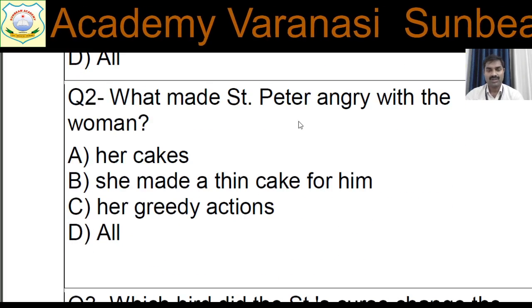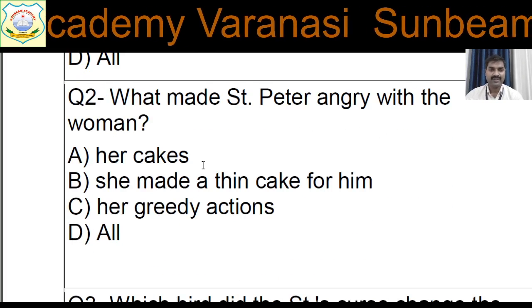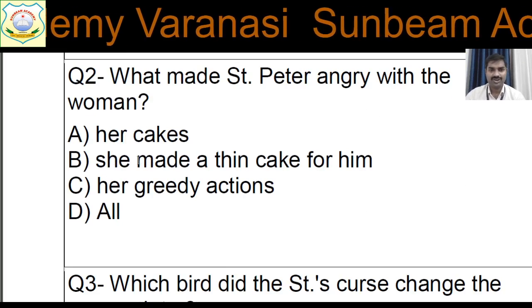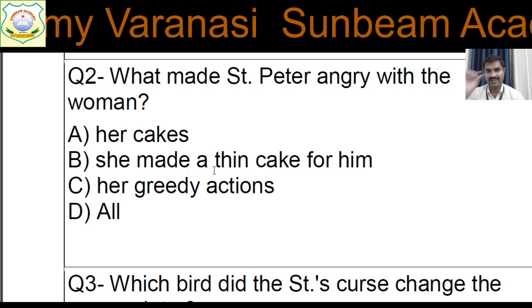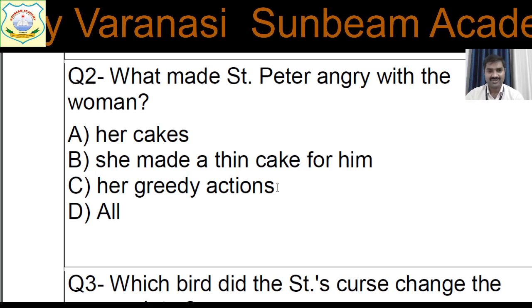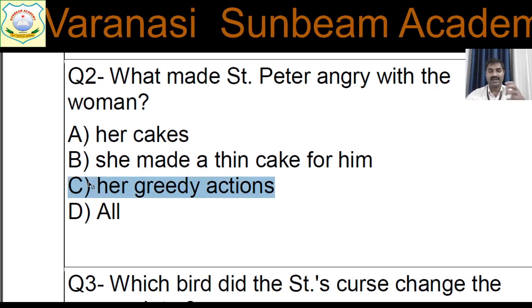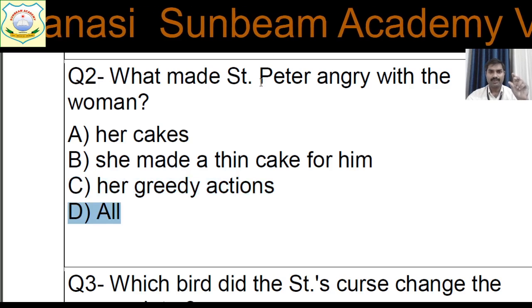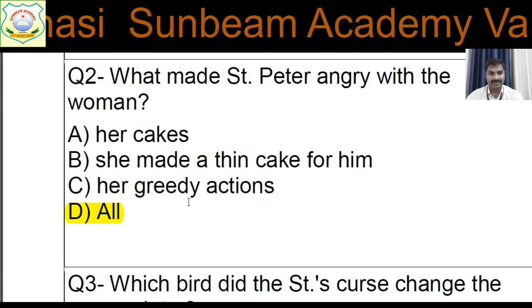Next is, what made Saint Peter angry with the woman? You know very well, her cakes. It was very small. She made a thin cake for him. It is right. Her greedy actions. She was making the cake again and again and trying to make it small. So all. Here you can say all, because all three options are different.